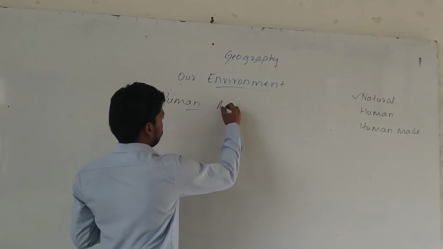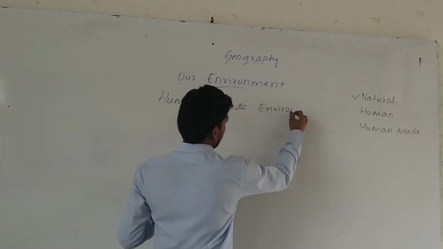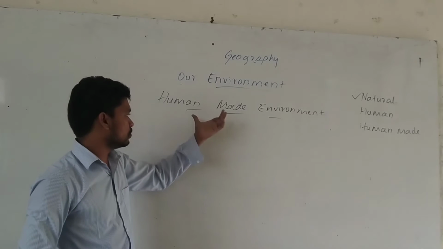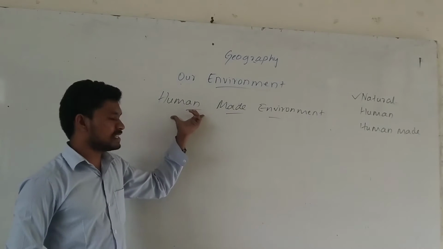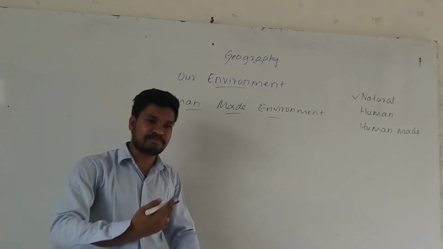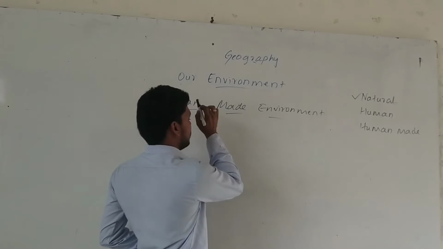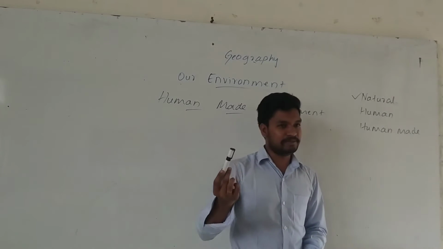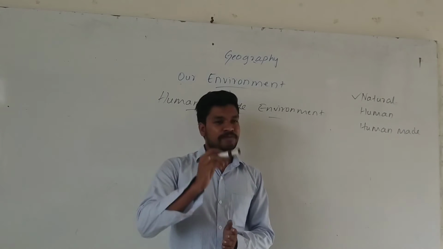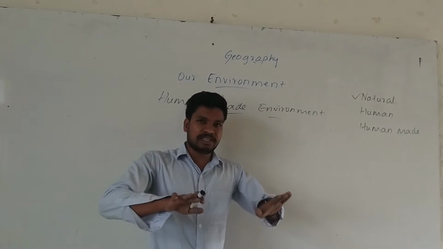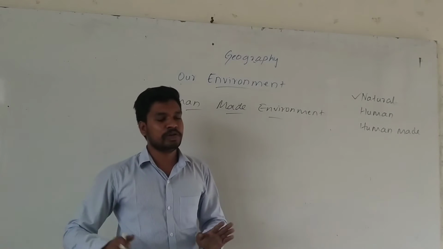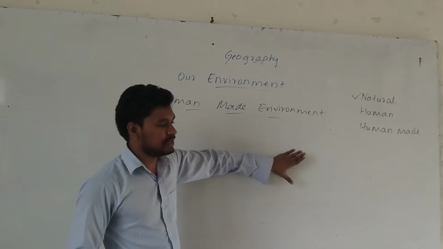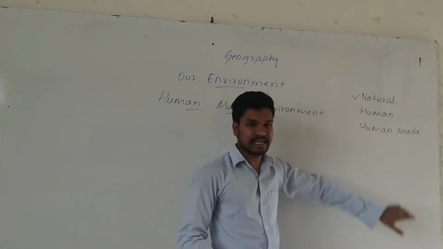Human-made environment. Here the term itself explains the concept. We know the human environment is the things made by humans. The environment which is created by man is called human-made resources. For example, this pen, the board, the table, chair, fan, the mobiles, everything. Most of the things we can see around us here are all human-made. So the human-made environment is the things and environment created by humans, which is taken directly from the natural environment.